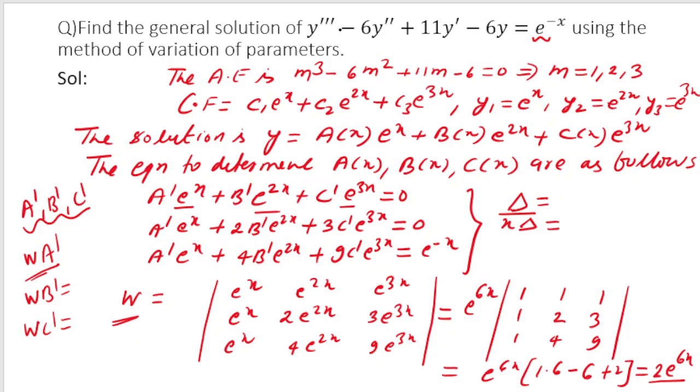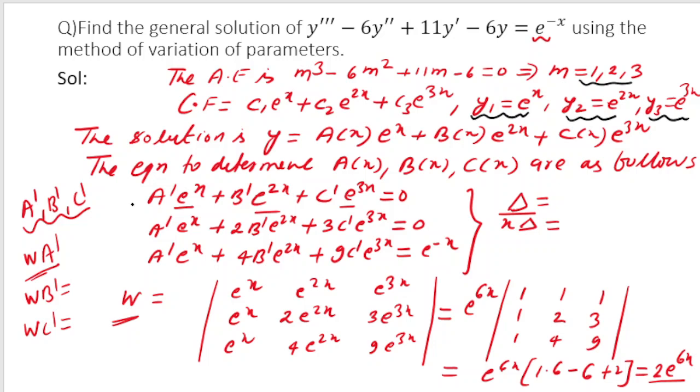So first of all, given any third order linear differential equation, we write the auxiliary equation, we get the roots, and then we write the complementary function c1 e to the power x, c2 e to the power 2x, c3 e to the power 3x. Or if you don't want to write it, you can also directly write that because the roots are 1, 2 and 3, y1 is e to the power x, y2 is e to the power 2x, and y3 is e to the power 3x. But it is better to write the CF also, so that you are not confused.